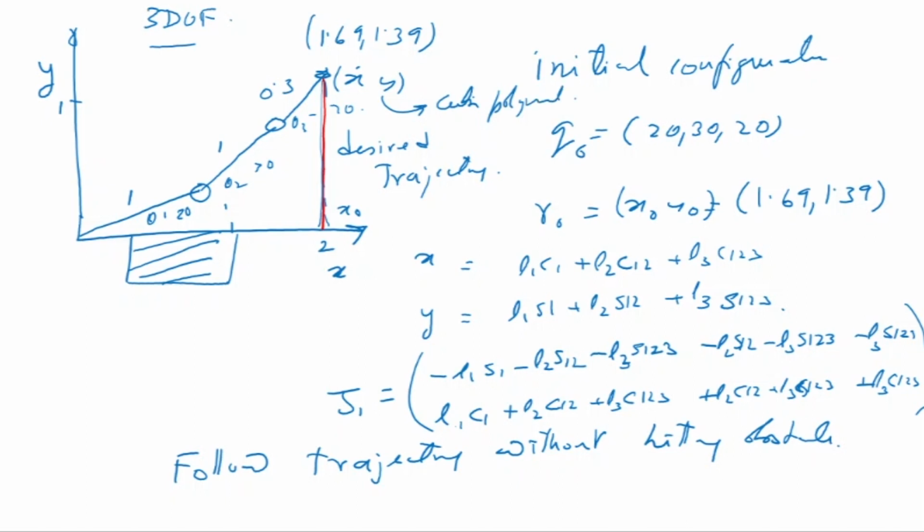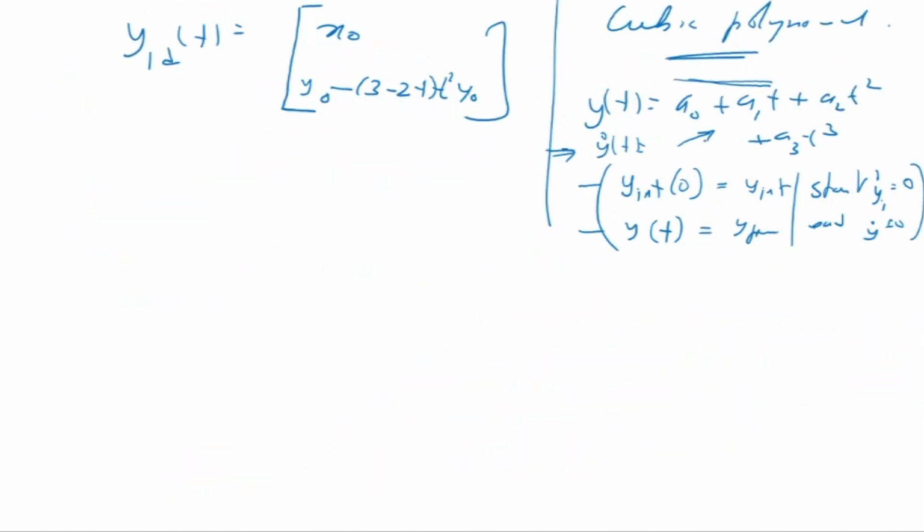When I fit the cubic polynomial, I write it this way, and there are four conditions: initial position at time equal to 0, and final position at the final time. That gives two conditions, and another two conditions are that velocity at start and velocity at end are 0. So there are four constraints, and you can find the four coefficients using these four conditions. So what we get is this equation. This is my first task. Okay, task 1.